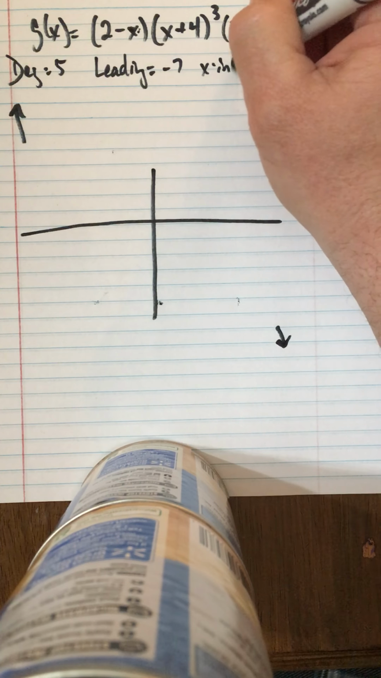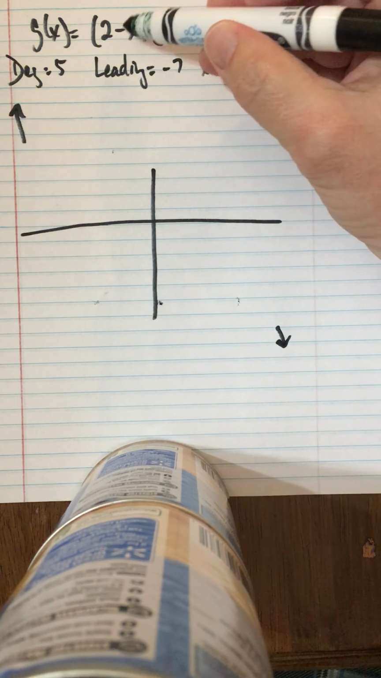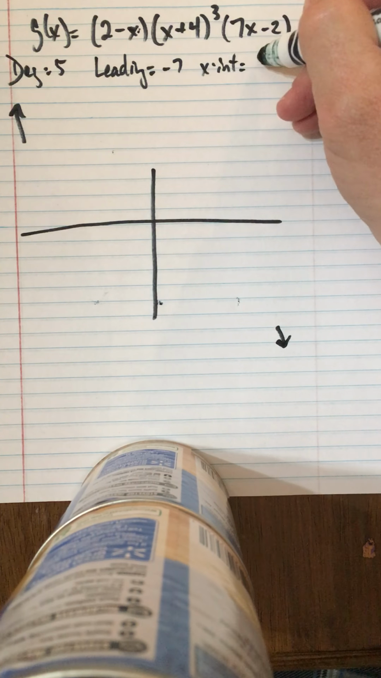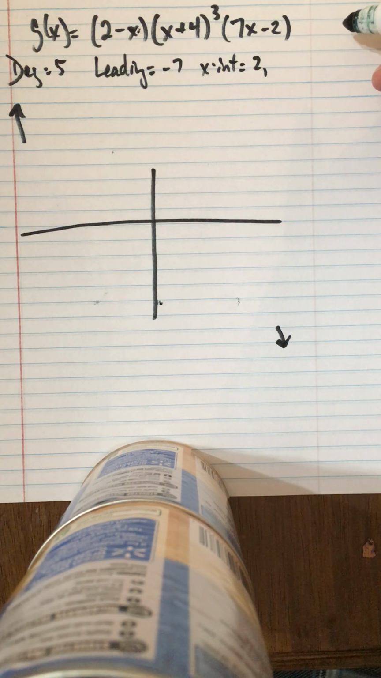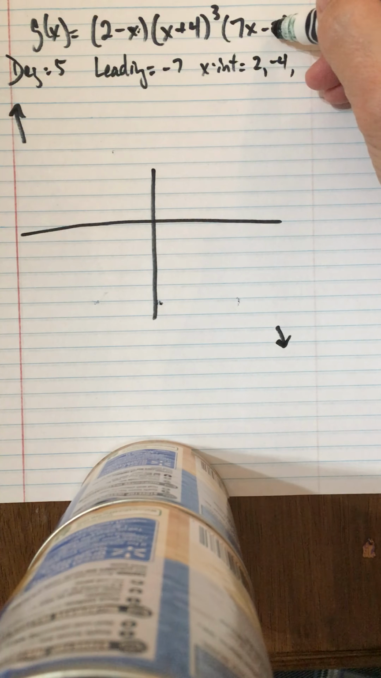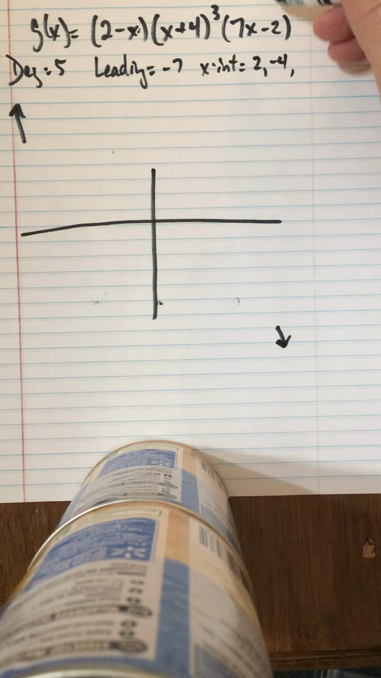For your x-intercepts, find out what makes each one of these things zero. What can you put there to make that 0? That'd be a +2. To make that one 0, it's a -4. And to do that one, remember, we said you just have to change the signs and move stuff around. You can always solve that one piece out for 0 if you need to. So it'd be 7x equals 2 and x equals a +2/7.